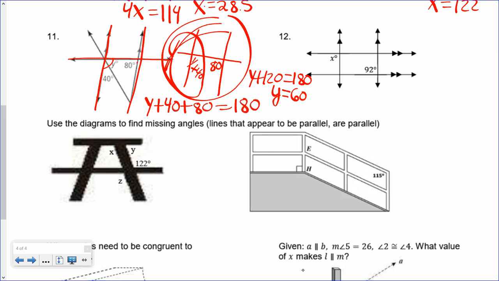All right, I want to see if you guys can figure out 12 on your own. Go ahead and look at it. This is what I call a hashtag diagram for obvious reasons.